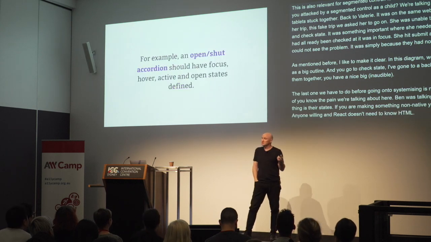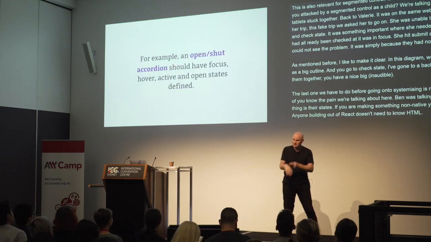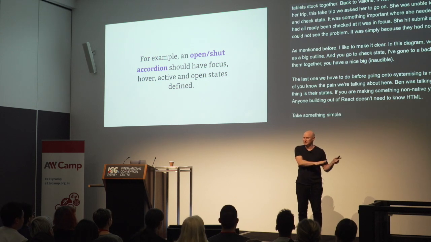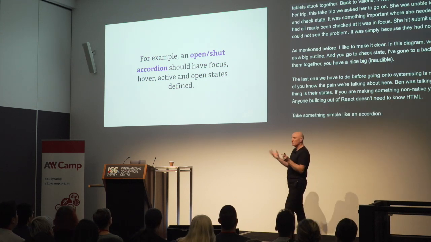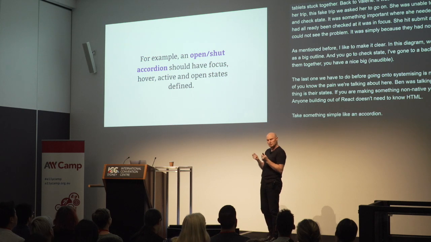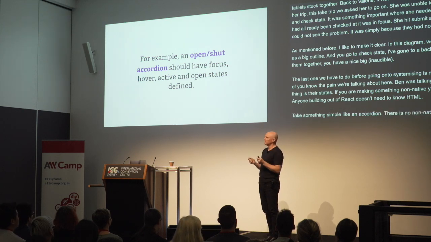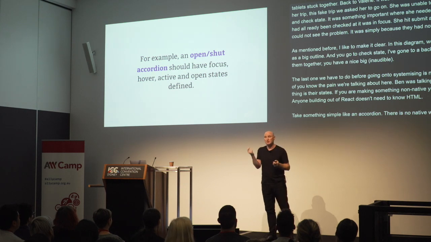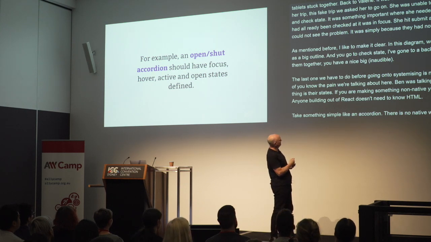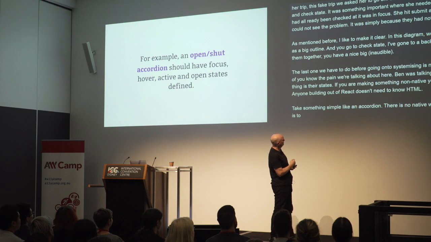Take something simple like an accordion. There's a details element, but that sucks, so let's leave that out. There is no native way to do that well, so the only way to do it is to hack. I'm just waiting to see what they try and interpret that as.